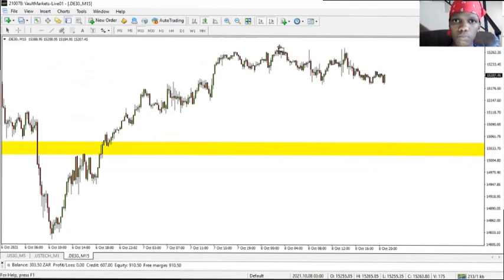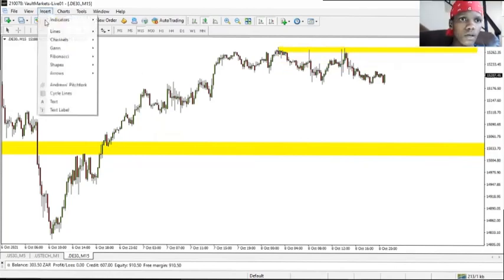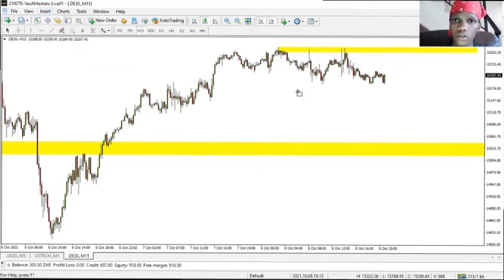So I will be putting my resistance here. And as you can see, price did come to this resistance before. And I will be putting my support right here. I will be putting my support.